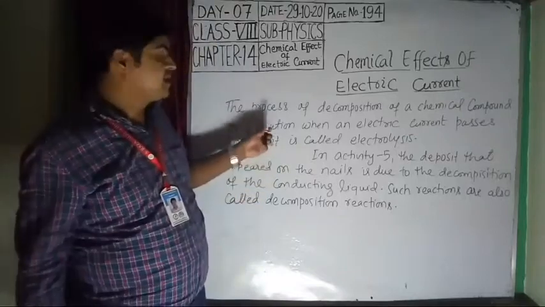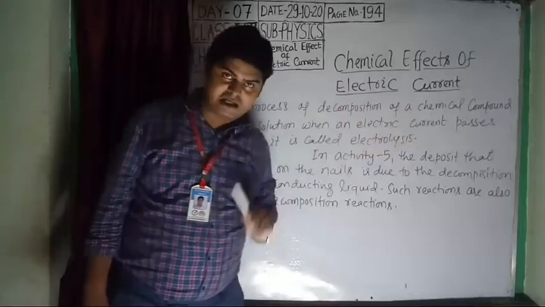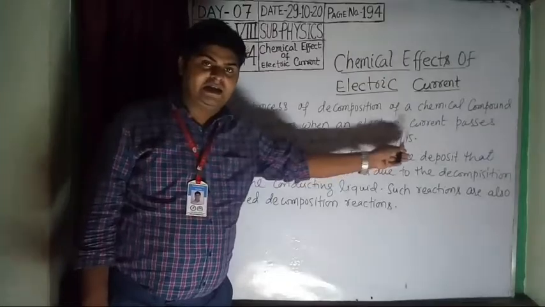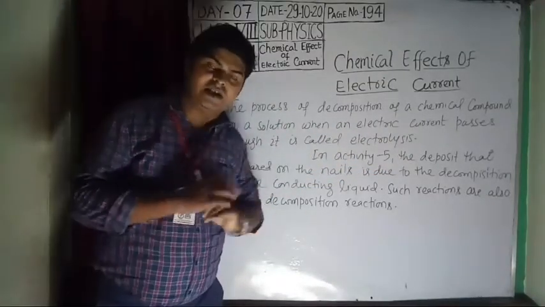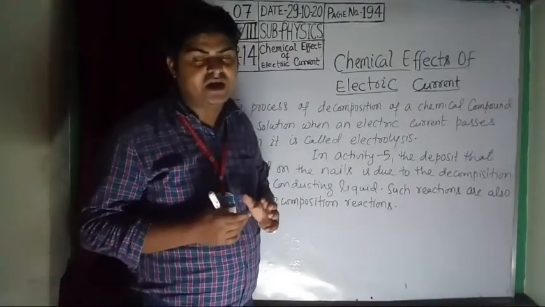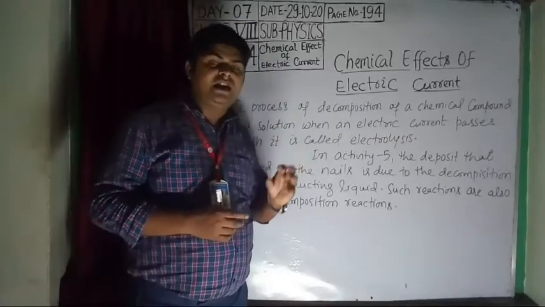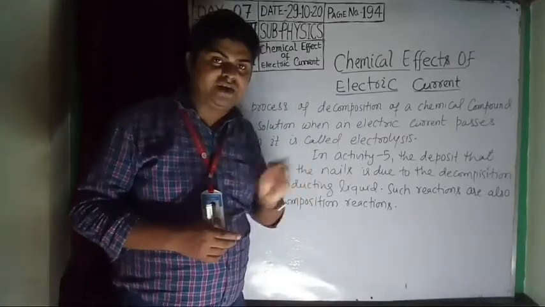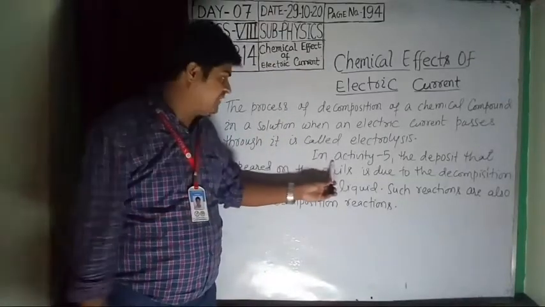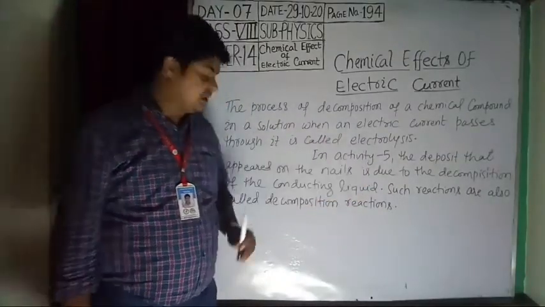Electrolysis, listen once again: the process of decomposition of a chemical compound present in the liquid when an electric current passes through it is called electrolysis. In activity 5, the deposit that appeared on the nails is due to the decomposition of the conducting liquid.